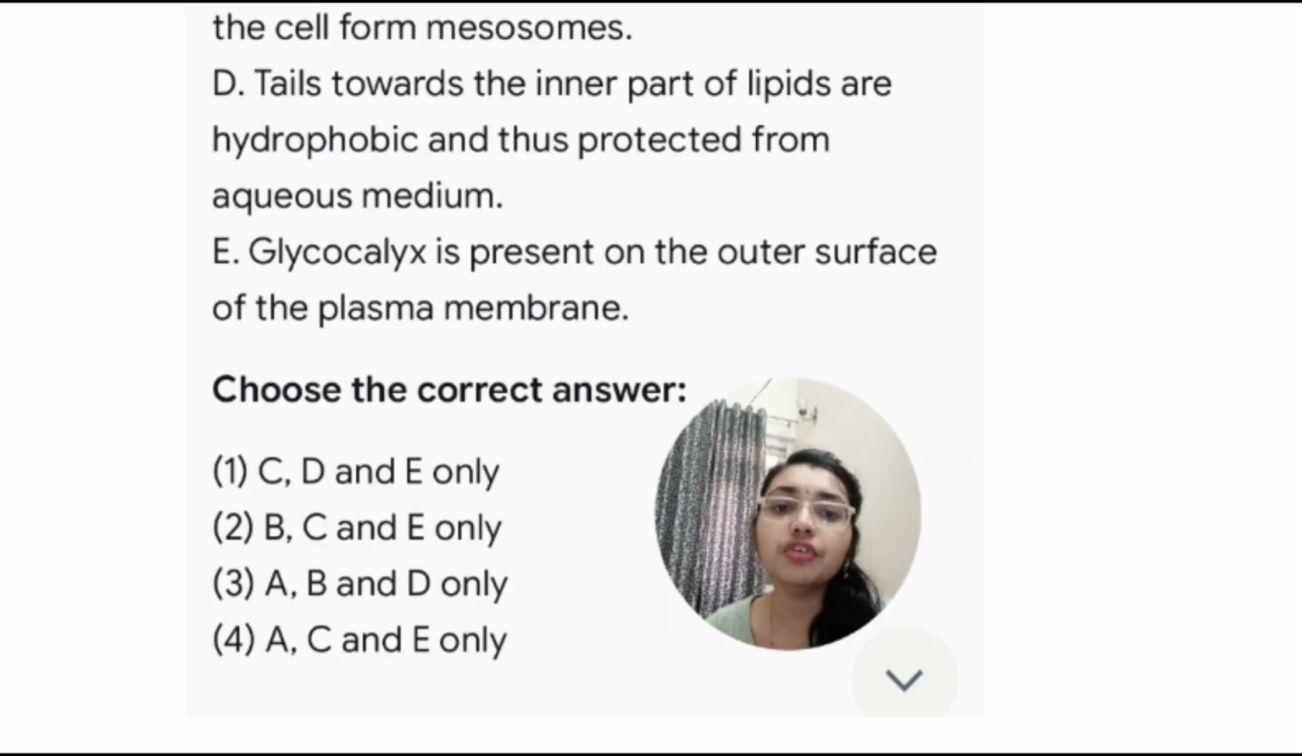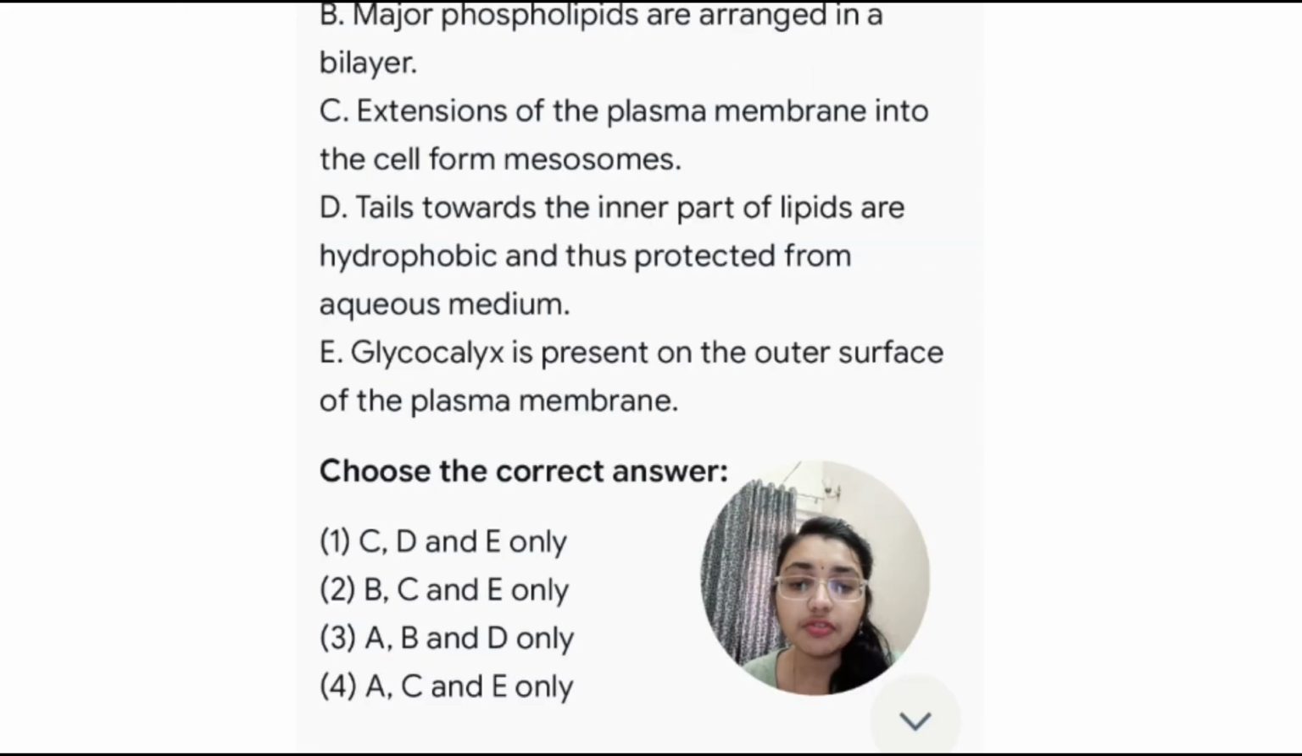So here the membrane of the human RBC has approximately 52% of protein. This is the correct statement. Now we have options 3 and 4, and we have to decide which one is correct. Now let's see option B, that major phospholipids are arranged in a bilayer. Is this true? Yes. Options A and B are correct. Now we can finally find the correct answer, that is option D: tails toward the inner part of the lipid are hydrophobic and thus protected from the aqueous medium. So here A, B, D is the correct answer because these are the correct statements regarding the cell membrane in eukaryotic cells, while the others are incorrect.